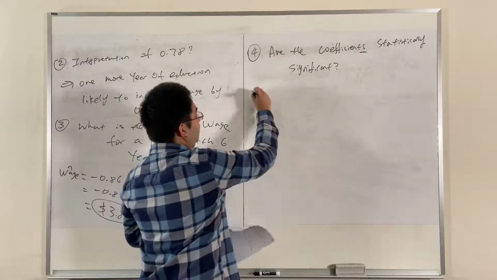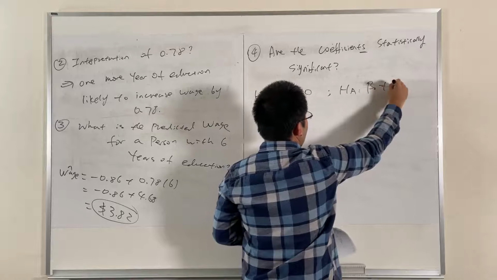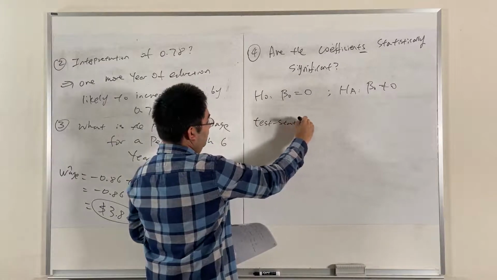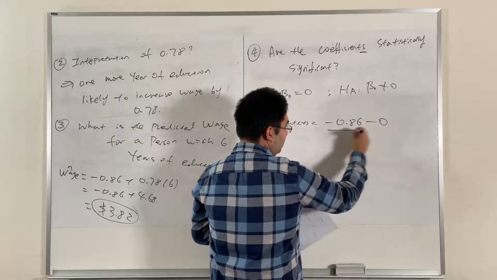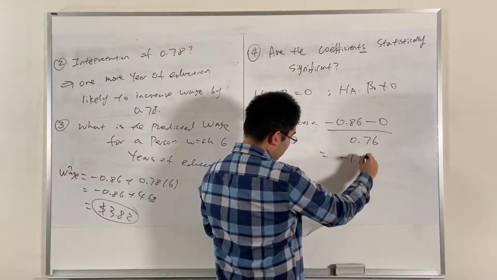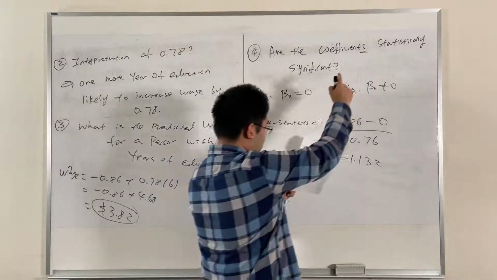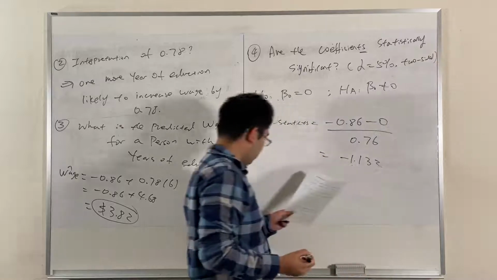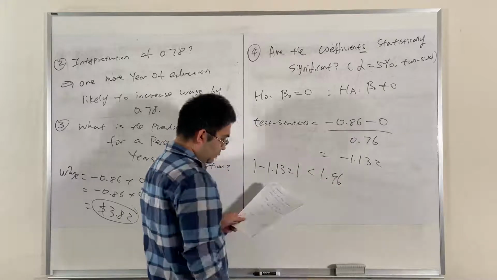So null hypothesis, beta naught, right? We're doing A equals 0. Beta naught equals 0. And then our test statistic equals minus 0.86, that's A minus the value I'm testing on, 0, divided by standard error 0.76, and that equals minus 1.132. Let's take the absolute value. Let me do alpha equals 5%, and we're doing 2-sided. Absolute value minus 1.132 is less than 1.96, and we fail to reject the null.